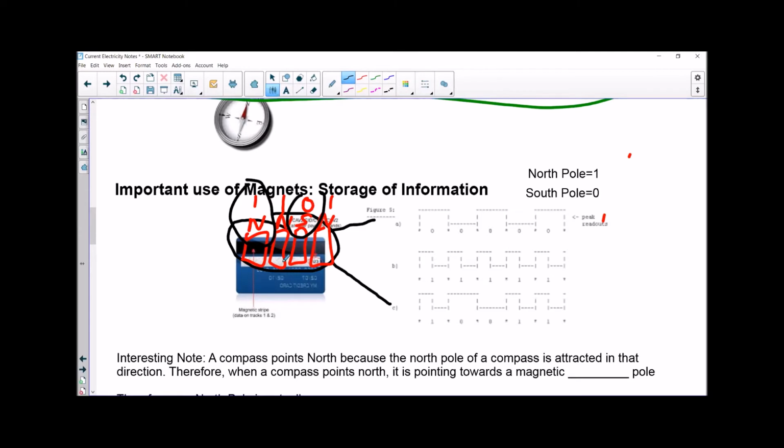That's why it's really important not to have magnets near phones or computers, because the presence of a really, really strong magnet can flip a north pole into a south pole, and now that 1 becomes a 0, and this whole document could be corrupted from the fact that you moved some magnets around. Kind of interesting.